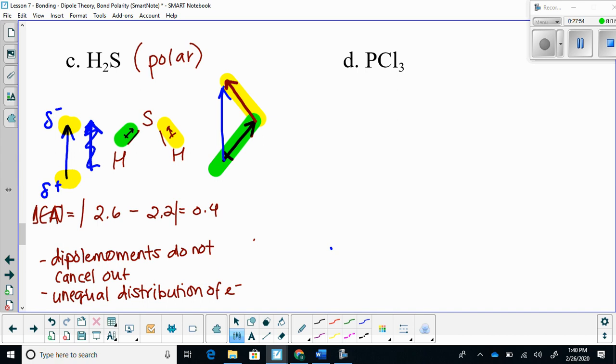You do not need to show the partial charges when you are doing the net dipole, but I want you to show the direction. There is no cross at the bottom of a net dipole arrow.